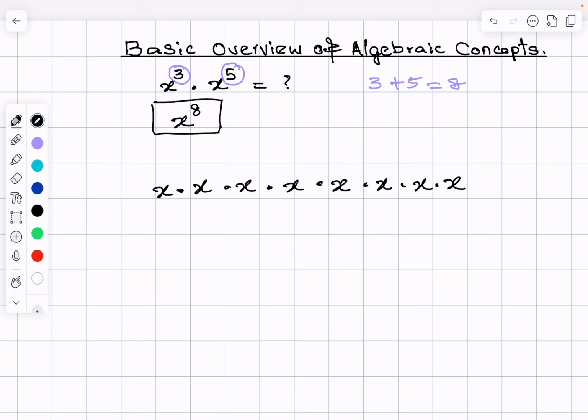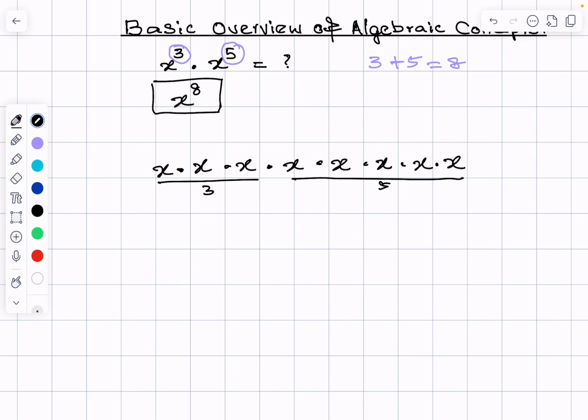So 5 times x. Now, if we count them, we have a total of 8 x's. See, if you count them all together, we have 8 x's. That is why we got the 8th power. So the answer x to the 8th power is correct.